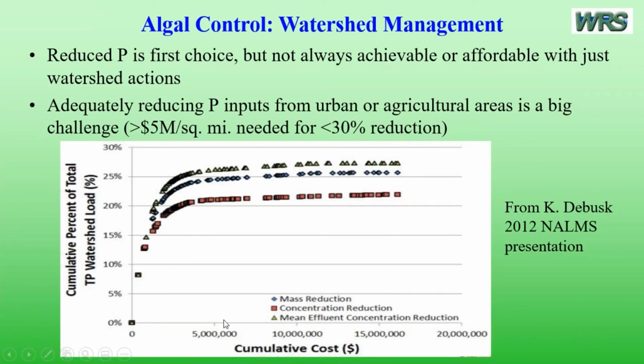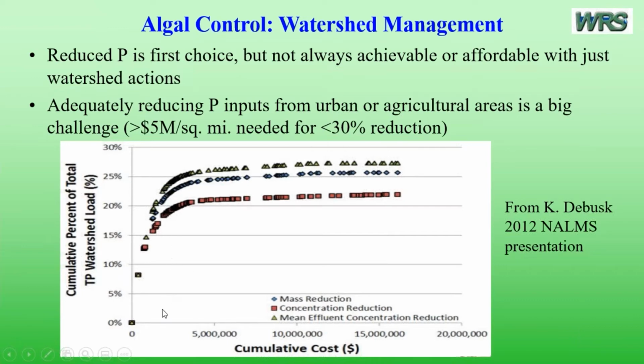I love this. This is actually a study done by Kathy DeBusk, who got married and changed her name, so I've lost track of her. She's in North Carolina. We had her come to the NALMS conference back in, I think, '05. This is what it took to attempt to reach water quality standards for phosphorus by reducing the loads through watershed management. This is the cost per square mile, and this is the percent load reduction. They didn't even reach 30%.